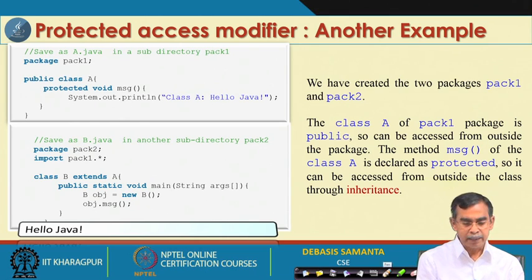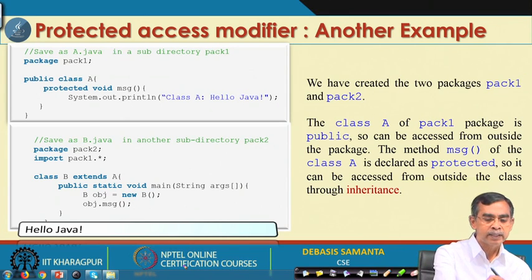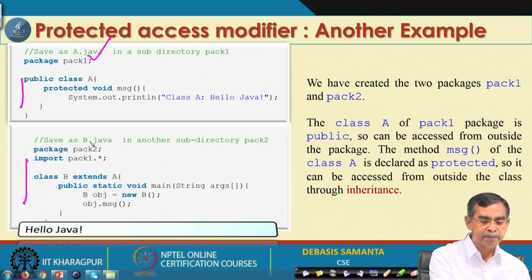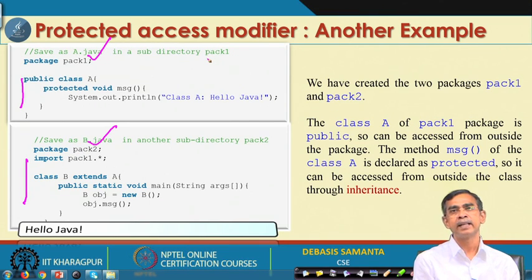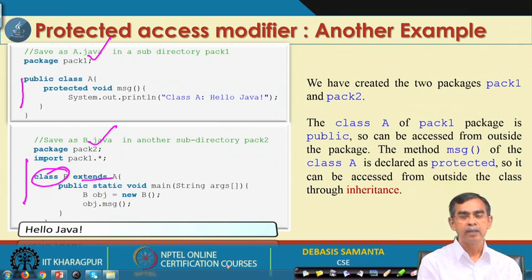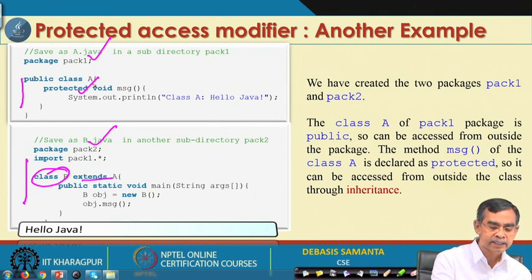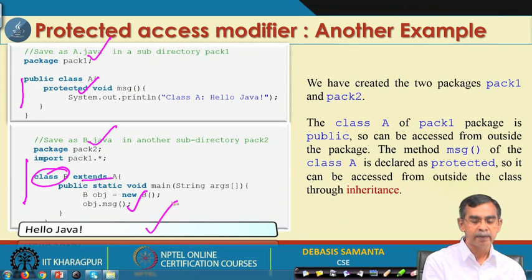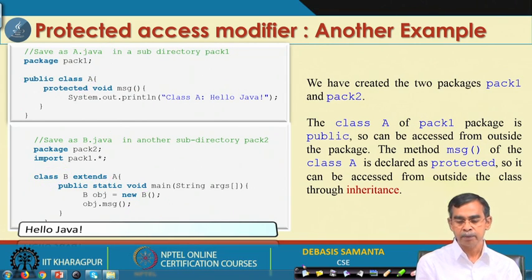The same example, a little bit in a twisted manner. We create this class and save it in A.java, and another class saved in B.java. Class A is in a different directory and class B is in a different directory, and class B extends A. So, class B is a subclass of superclass A. No problem, all protected members, for example this method, are accessible, so this is a valid output. This is the concept of protected.